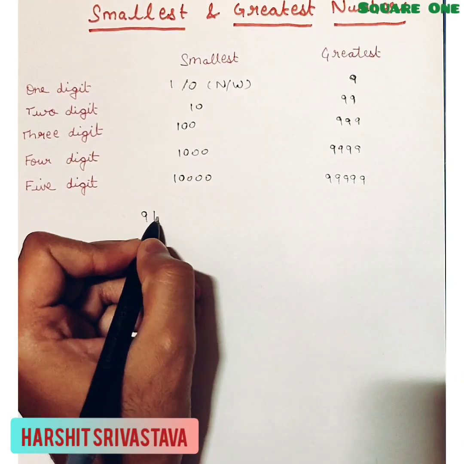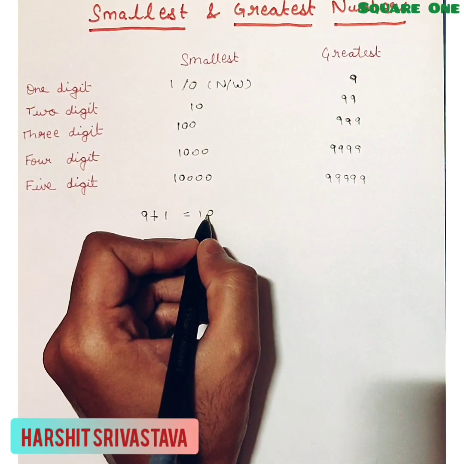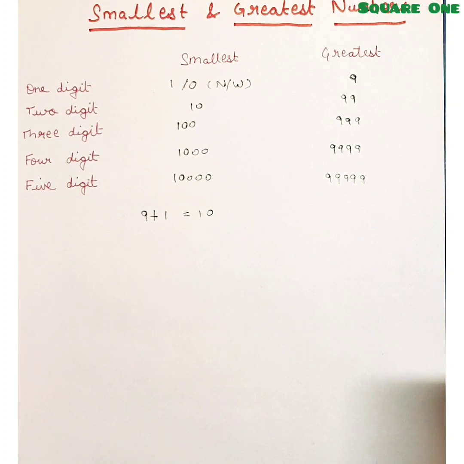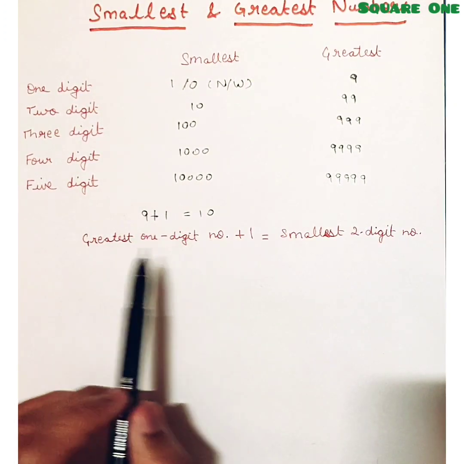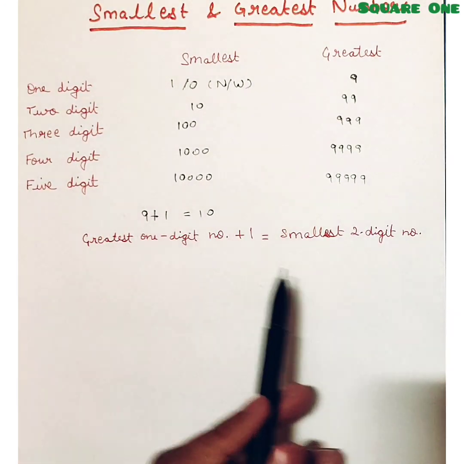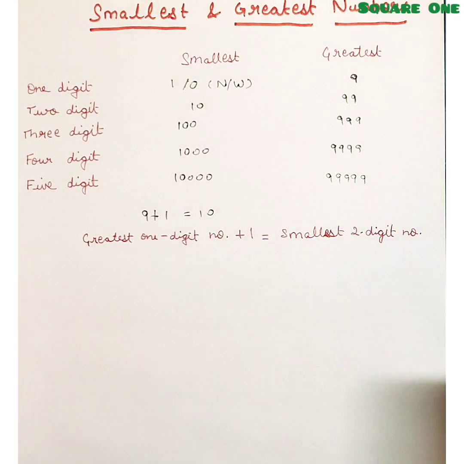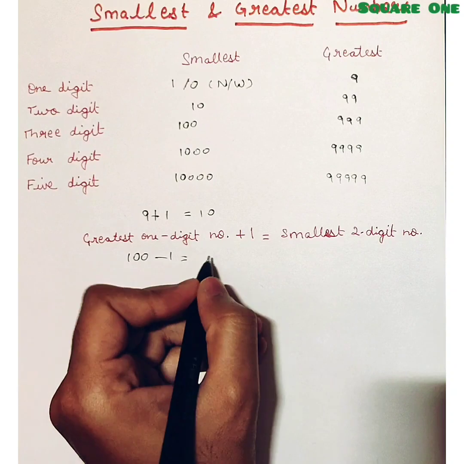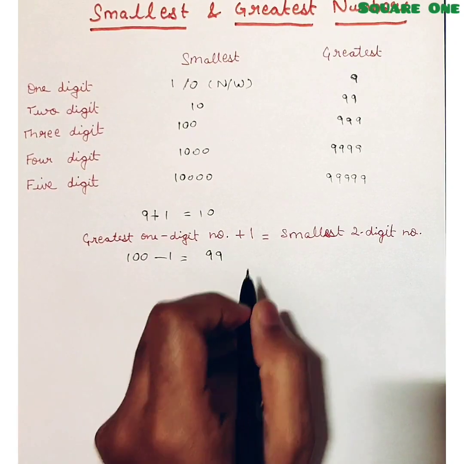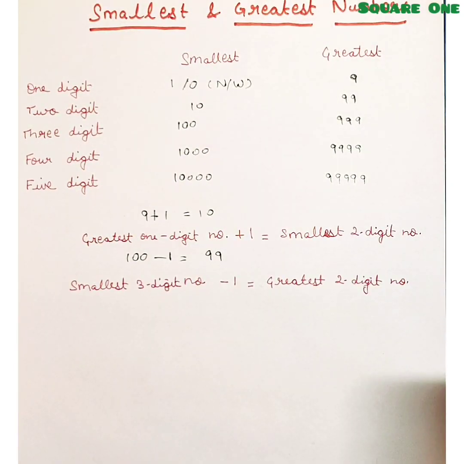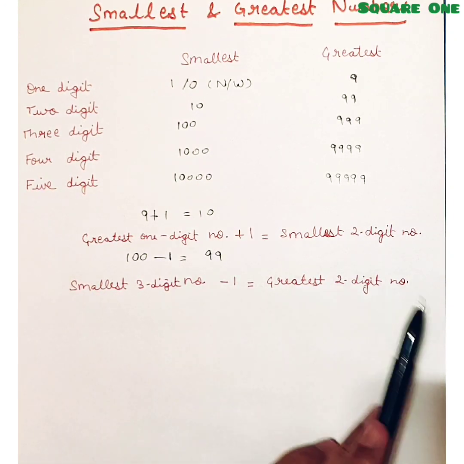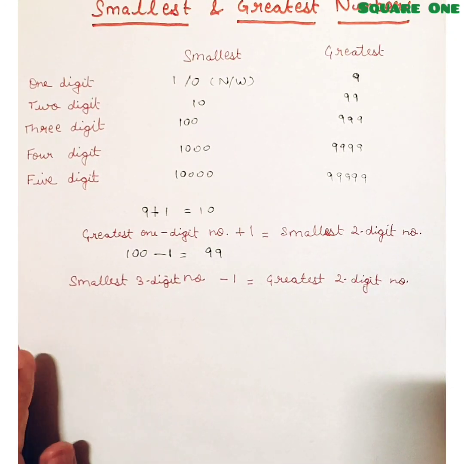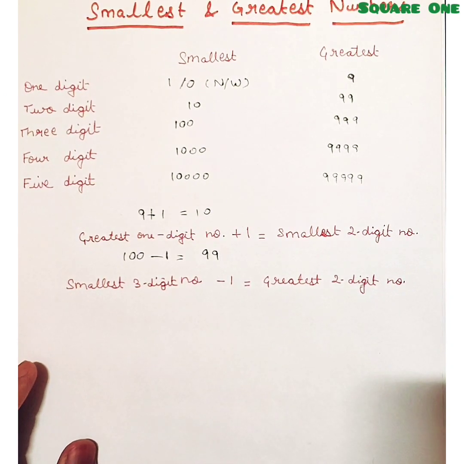Now if 1 is added to 9, we get 10. So we see that if 1 is added to the greatest 1-digit number, we get the smallest 2-digit number. In a similar way, we can see that if 1 is subtracted from 100, we get 99. Or we can say that if 1 is subtracted from the smallest 3-digit number, we get the greatest 2-digit number. So these are the things we can find out from this chart.